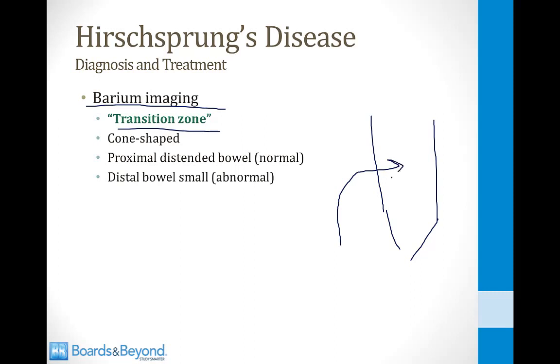The dilated portion is where the ganglion cells are normal. They are proximal to the obstruction. The narrow portion is where the ganglion cells are missing, and therefore it's not performing peristalsis, and it's resulting in an obstruction that is causing a backup of material that is dilating the portion of bowel before the section where there are no ganglion cells.